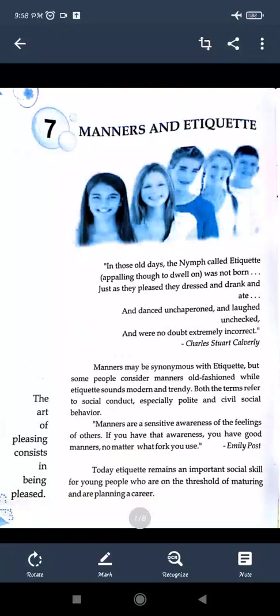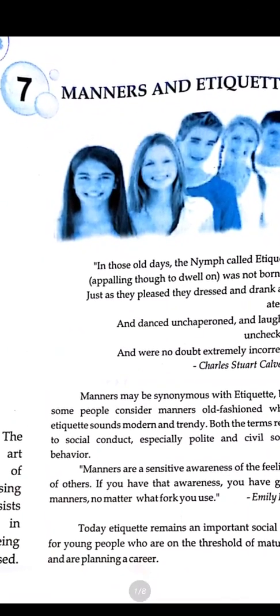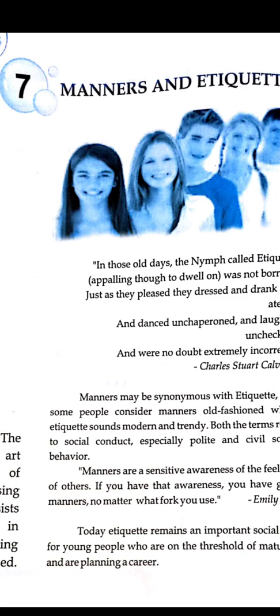Here we are going to see the new chapter, chapter number 7, Manners and Etiquette. We will see what manners are, what etiquettes are, and what the relationship is between these two words. Firstly, manners and etiquettes are synonyms of each other. That means a synonym for manner can be given as etiquette also. Both relate to the same thing, but a small difference is there. What that small difference is and what the relationship between manners and etiquette is, we are going to see in this chapter.